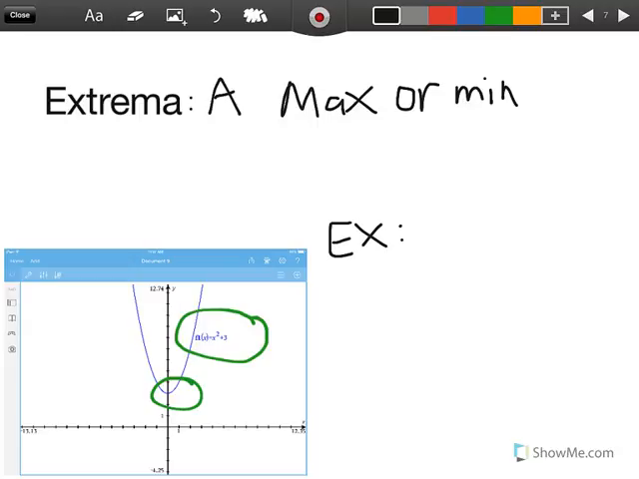Be careful when describing extrema. The vocabulary used is very important. For example, for explaining the minimum value on this graph, you would say there's a min at x equals 0. The minimum value is 3.